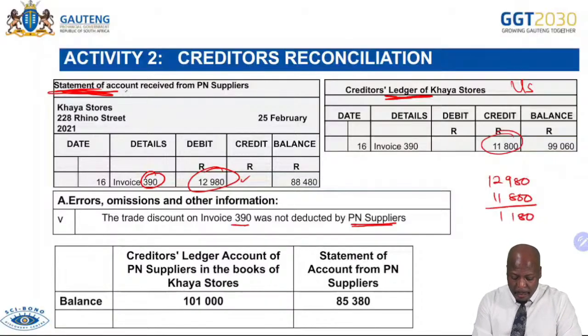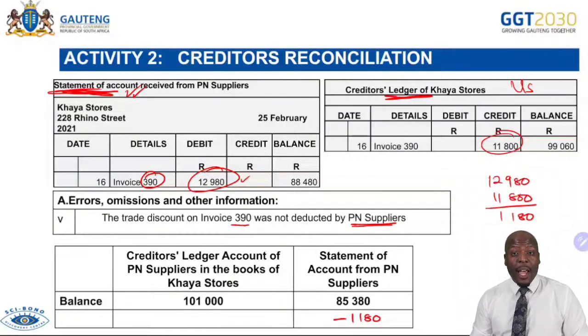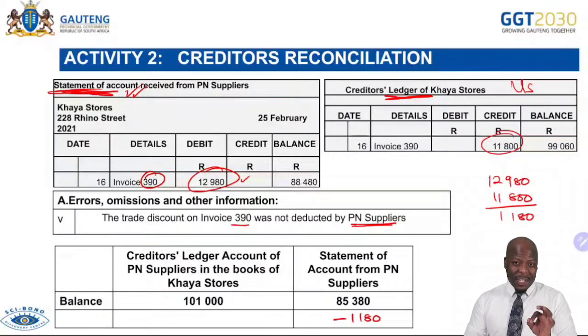Okay, so when we come here, then we're going to record this in the statement, because remember, it is them that made this error. So we're going to come to the statement, and then we're going to say, remember, it is discount that they have not recorded, trade discount, so we minus it, minus 1,180. I've seen a place where they indicated that it was a VAT amount that was not recorded.